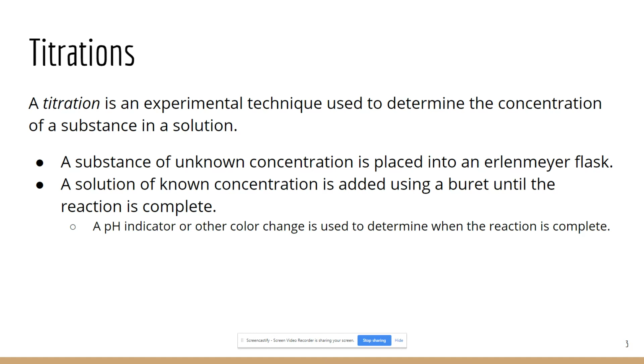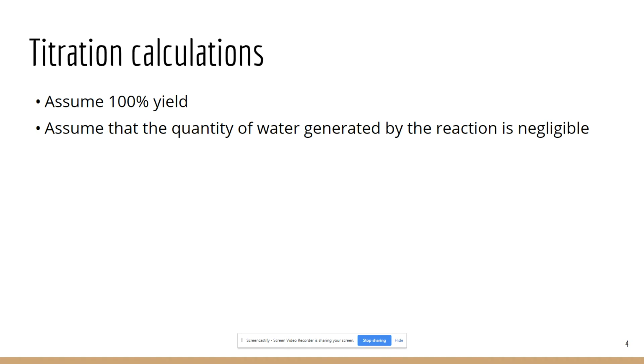Then we're going to take a solution of known concentration, and we're going to add it to a burette, and then we add from the burette to the Erlenmeyer flask, drop by drop, until the reaction is complete. The way that you know a reaction is complete is typically by placing a pH indicator in with the Erlenmeyer flask. Once you have a color change, you know that the reaction is complete. You're able to measure the volume of whatever it is that you are adding and use this to do stoichiometry calculations.